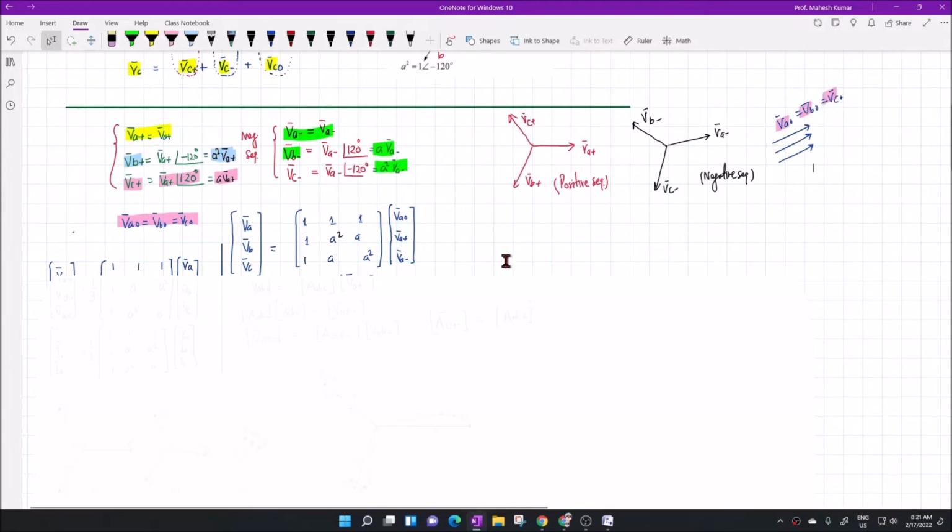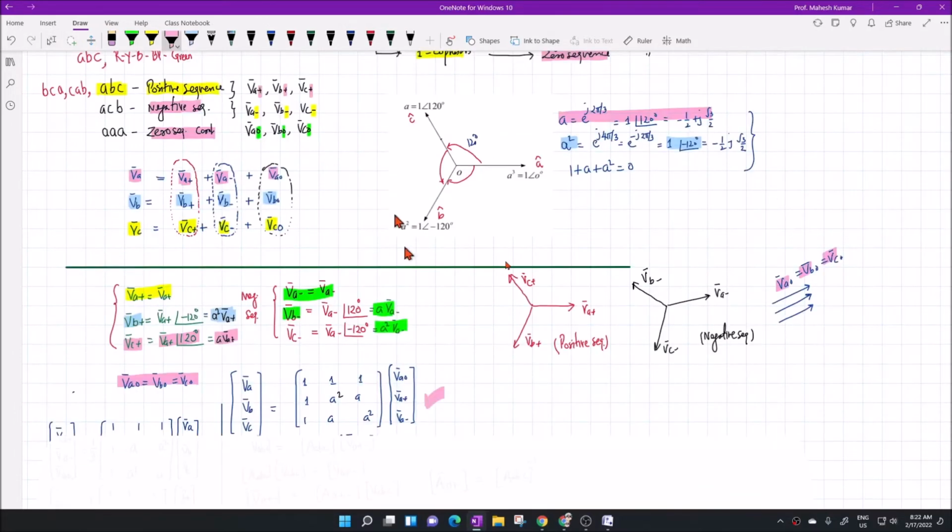Now we can write these expressions in the form of a matrix. So you can write here that VA is VA plus, VA minus, plus VA0, and the VB phasor will be VB plus, which is a square VA plus.